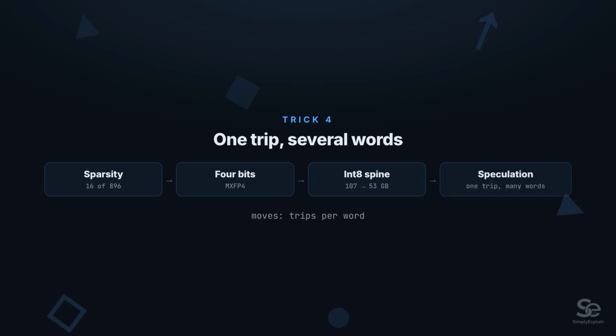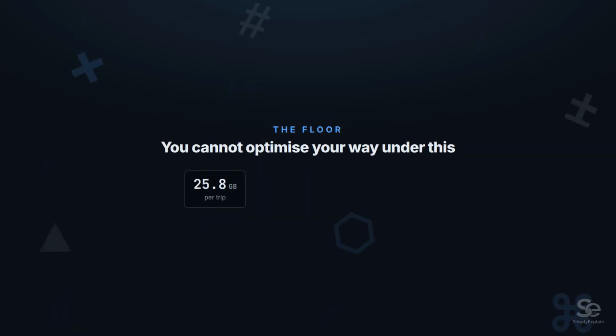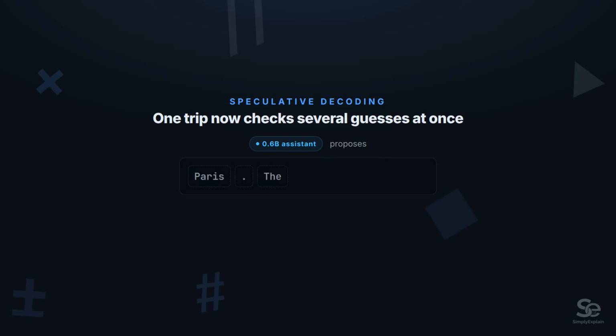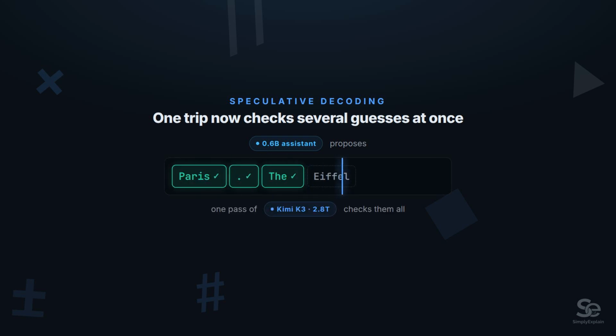Which leaves a wall. The trip costs what it costs. 26 gigabytes every word, forever. You cannot optimize your way under that. So the 4th trick stops trying to make the trip cheaper and starts making it count for more. A tiny assistant model, small enough to sit in memory, guesses the next several words. Then K3 makes 1 trip and checks all of them at once.